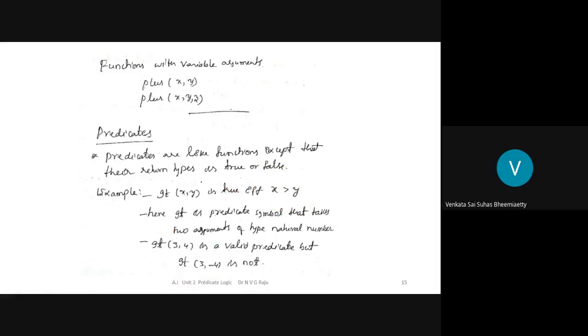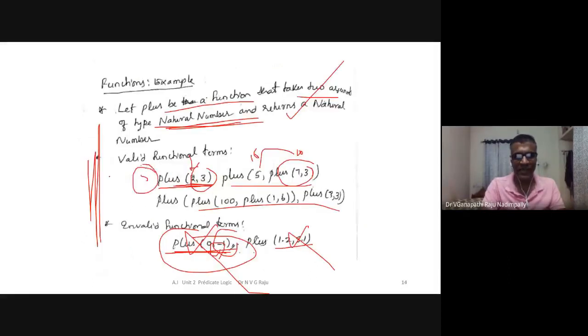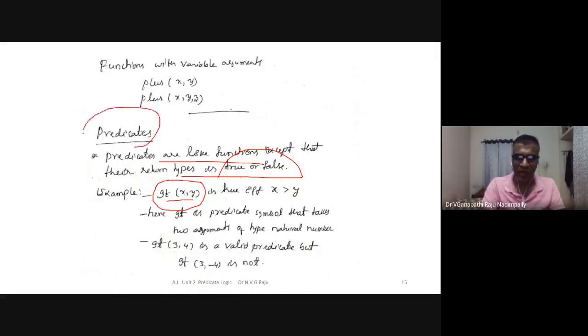One thing. Now, GT is a function. What is the definition of a predicate? Predicates are like functions, except that their return types are true or false. In functions, the return types can be integer, float, or character. Predicates may not return integers, floats, or characters. They will return only true or false. Here, this function returns true only when this condition is satisfied. Here, the GT function I will call a predicate.